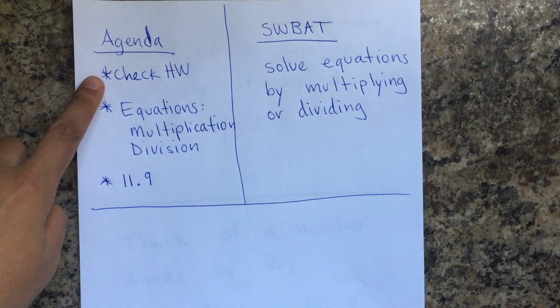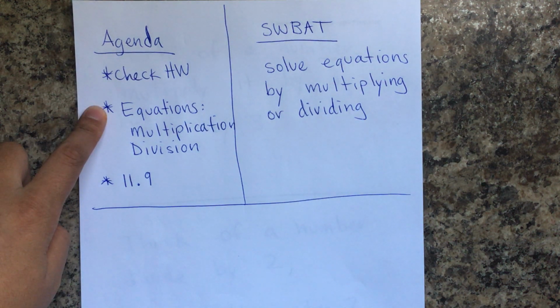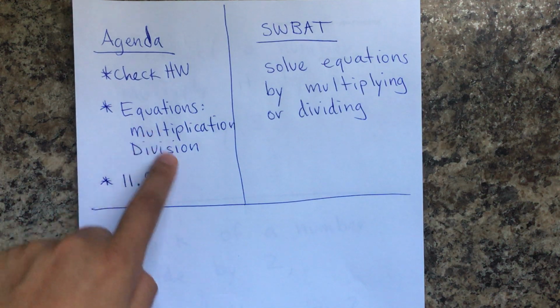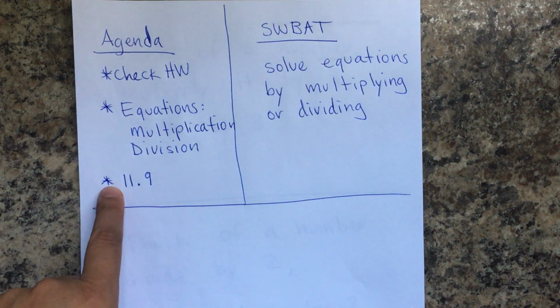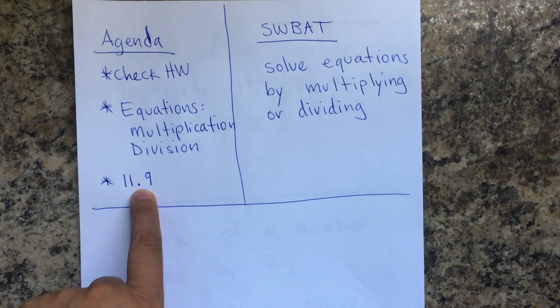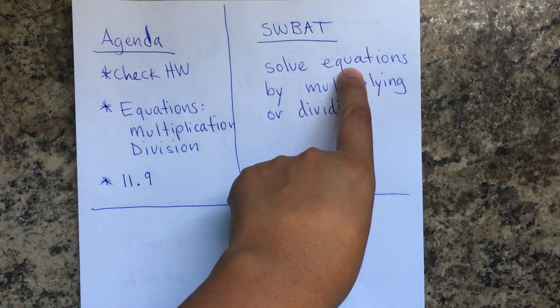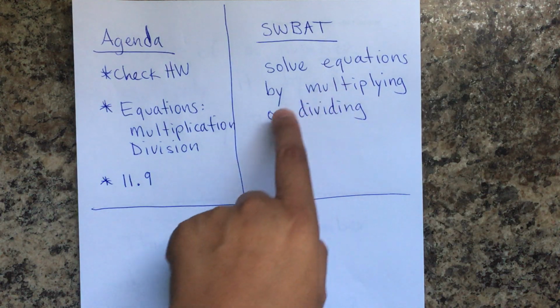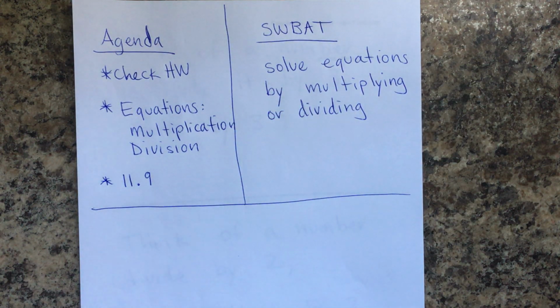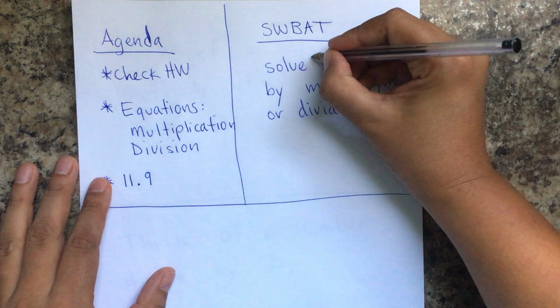Hello students, today's agenda is to check homework. We will be learning about equations with multiplication and division only. You will be able to work on 11.9, and today students will be able to solve one-step equations by multiplying or dividing. I guess I could add in there one step, okay?